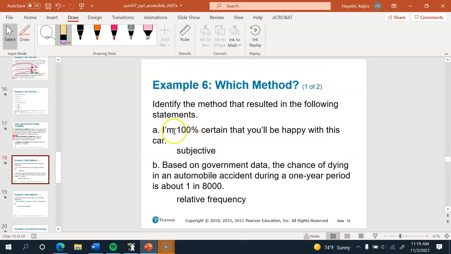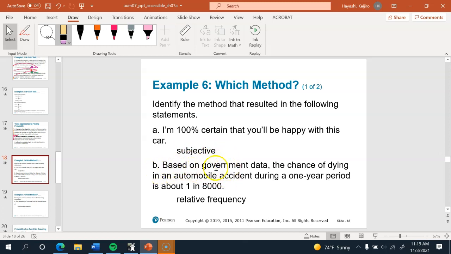Okay. And so a statement like, I'm 100% certain that you'll be happy with this car, aside from being probably a complete lie, is going to be subjective. Because it's not measured, it's not like he's saying 100 out of the last 100 people that I've shown cars to have been happy with the car I've shown them, so that gives me 100% certainty. That's just something a person is saying.